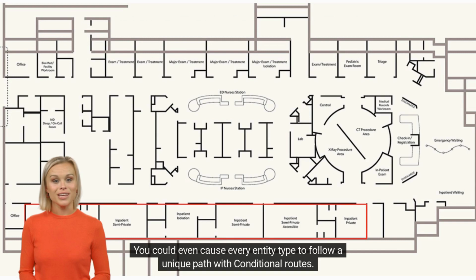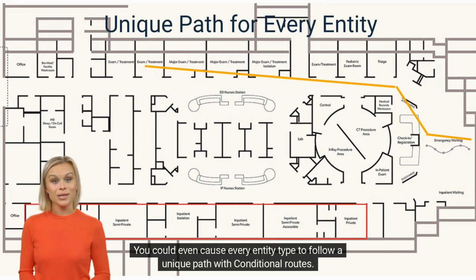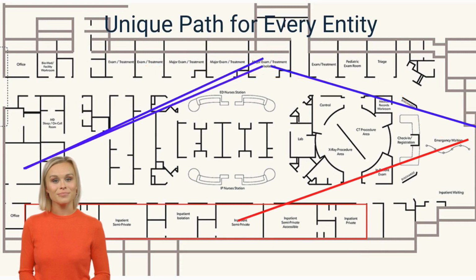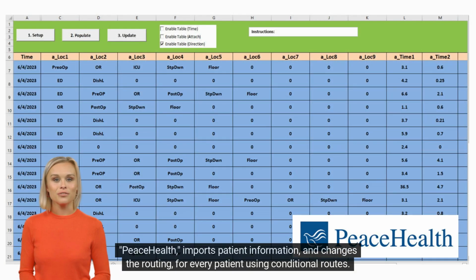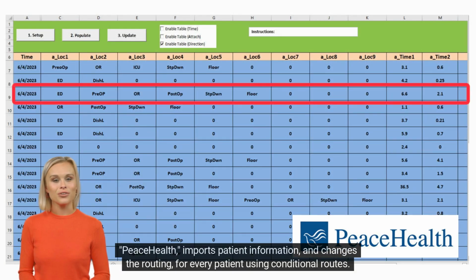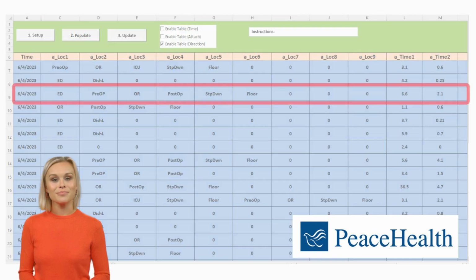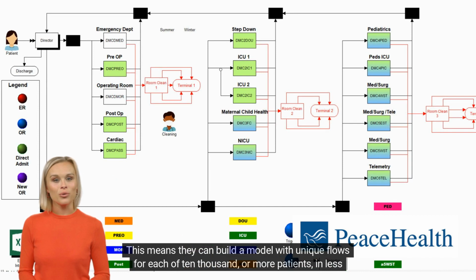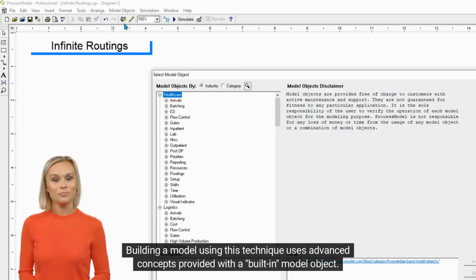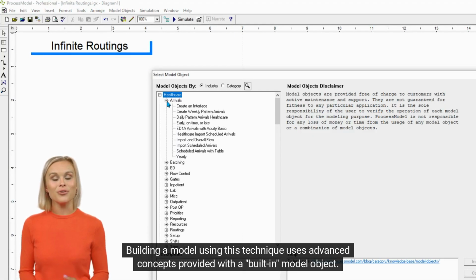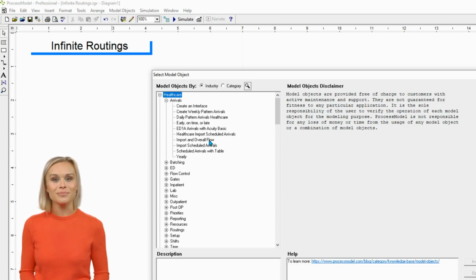You could even cause every entity type to follow a unique path with conditional routes. Peace Health imports patient information and changes the routing for every patient using conditional routes. This means they can build a model with unique flows for each of 10,000 or more patients in less than 3 days. Building a model using this technique uses advanced concepts provided with a built-in model object.